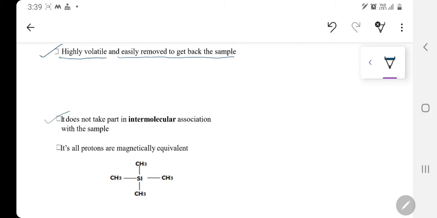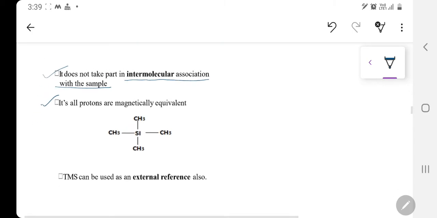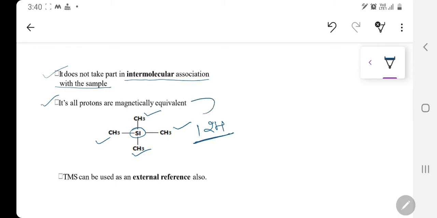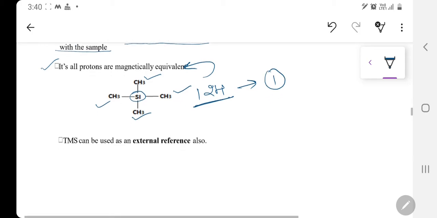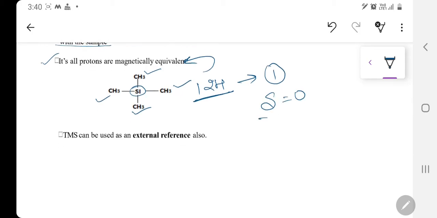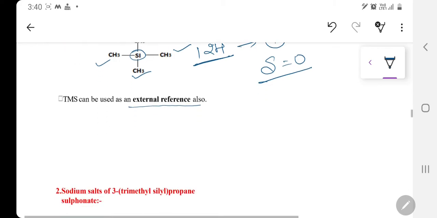Next one, it does not take part in intermolecular association with the sample and all its protons are magnetically equivalent. This is tetramethylsilane, CH3 1, CH3 2, CH3 3 and CH3 4. All 12 hydrogens are magnetically equivalent and show a single sharp peak. The value of delta is 0. TMS can be used as an external reference also.